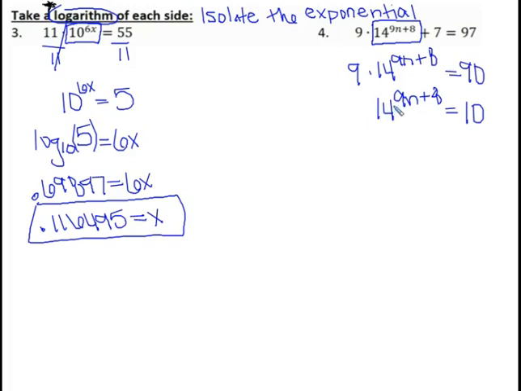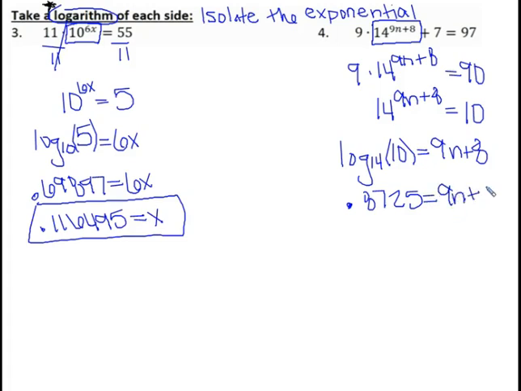And again, there's no really easy way for us to make 14 and 10 into a common base. So let's use a logarithm to help us solve for x. In this case, our base is 14. Our answer, if you will, is 10, so that's what we take the log of. And logs are always equal to exponents. So our exponent in this piece was 9n plus 8. So on your calculator, if you were to find log base 14 of 10, I believe you get 0.8725. And from there, we have simple algebra to solve for n.